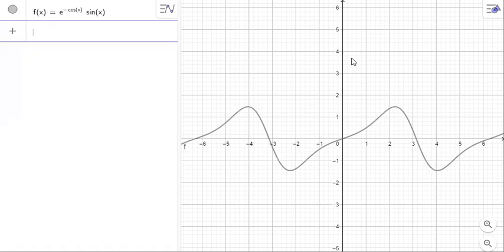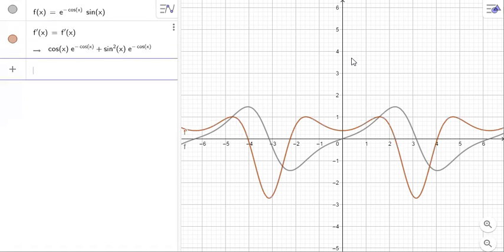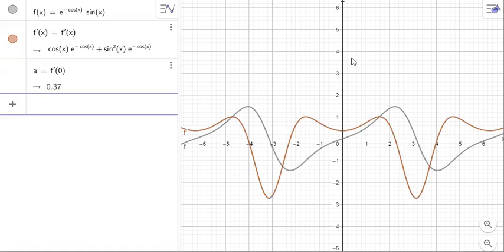Okay, let's take the first derivative of this function, f prime of x is equal to that. So the brown color is the derivative of the ash color, that is the derivative of the function, which is f of x. Then to conclude our solution, take the first derivative of this function at x equals 0. And the answer is 0.37. Would that be the right answer?